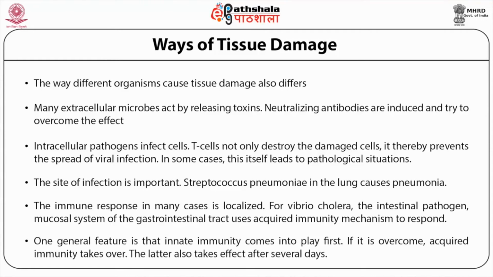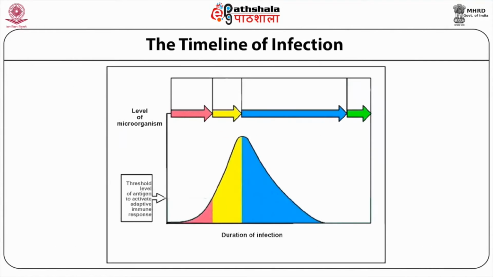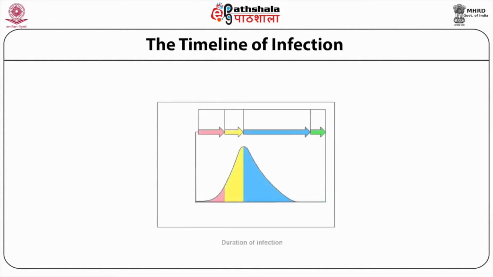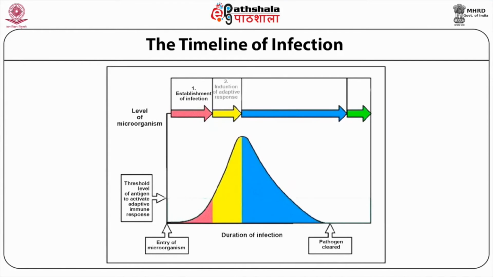One general feature is that the innate immunity comes into play first. If it is overcome, acquired immunity takes over. The latter also takes effect after several days. Immune responses, as we will see in more detail, are actually a well orchestrated phenomenon. The level of infectious agent increases as the pathogen replicates. When the number of pathogens exceeds the threshold dose of antigen required for an adaptive response, the response is initiated.